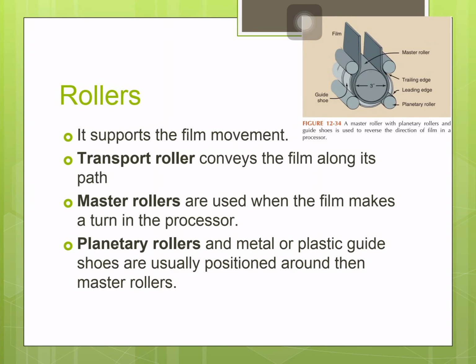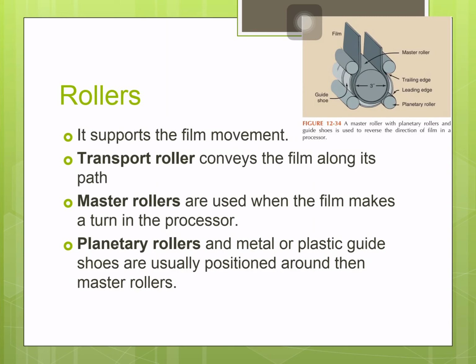So, rollers. Rollers support the film movement. Pag sinabing rollers, sila yung nag-hold sa ating radiographic film para umikot sa loob ng ating automatic processor. We have a transport roller that will convey the film along its path. So, transport, siya yung nagtatransport sa ating film. It has a diameter of 1 inch. Okay, so these are positioned opposite to one another in pairs or naka-offset siya from one another.